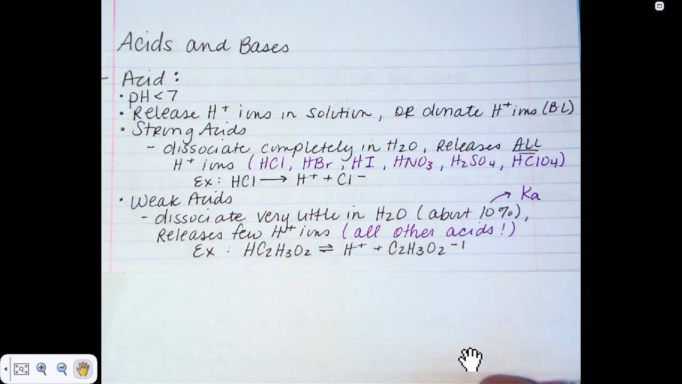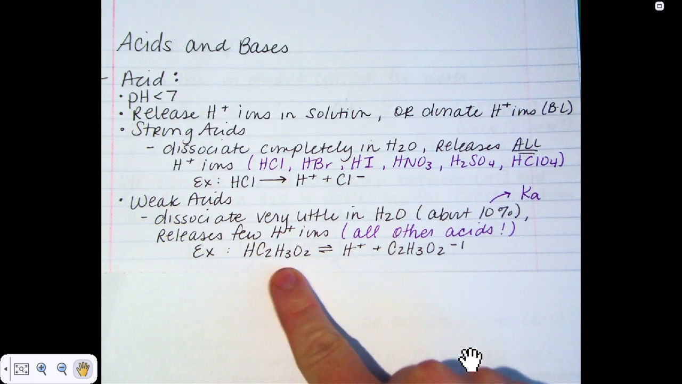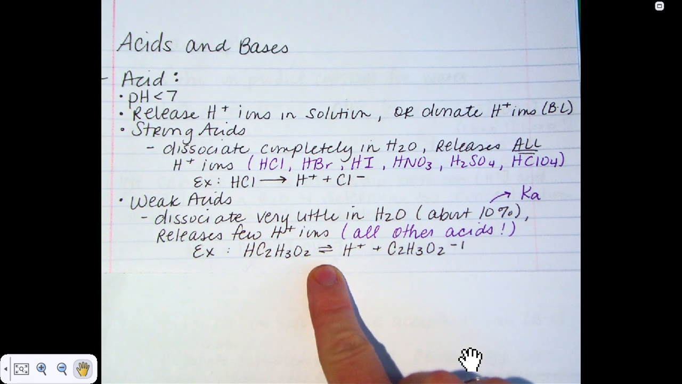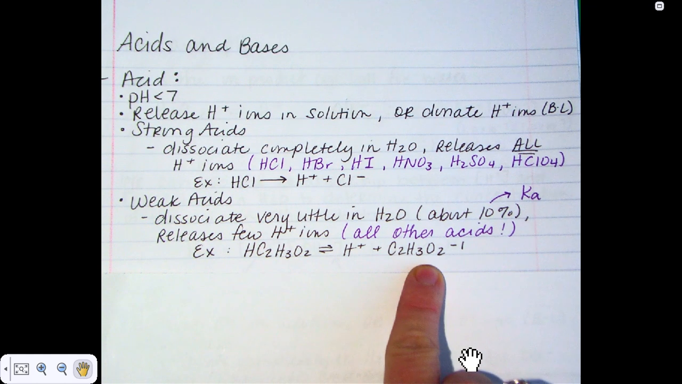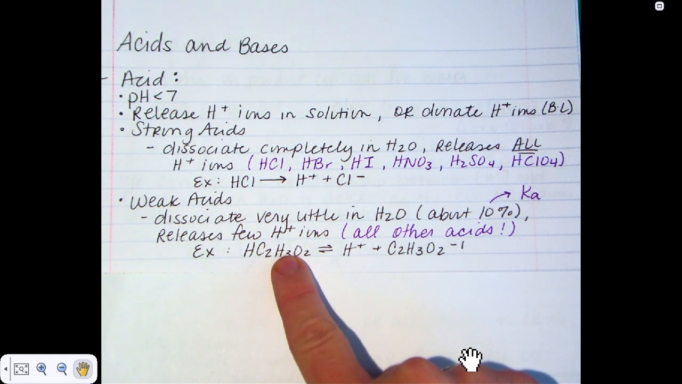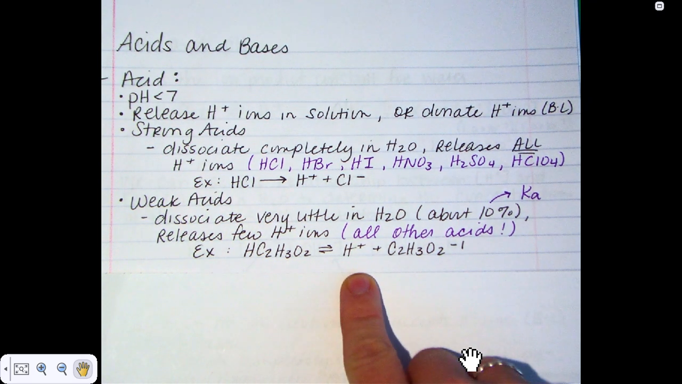They release very few H+ ions. So as an example, here we have acetic acid. With acetic acid, notice that it is in equilibrium, the combined form as well as the ion form. And we actually would have a higher concentration of this combined form than we would with the ion form.